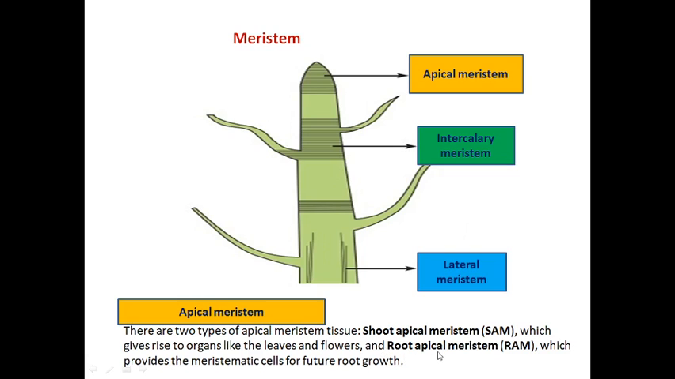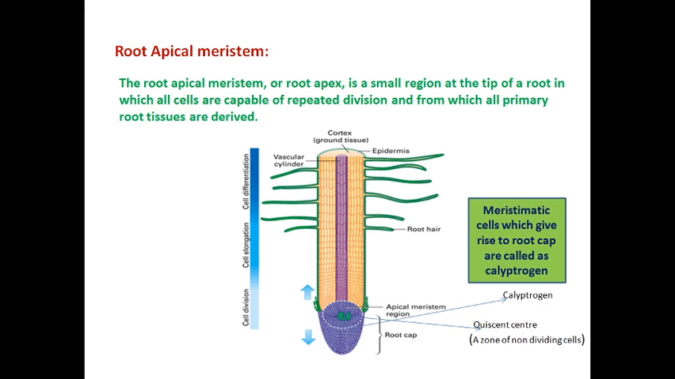And number two is the root apical meristem, which provides the meristematic cells for future root growth. Actually, from the root apical meristem arise the root hairs and the branches of the root. So roots come from the root apical meristem. Today we'll be studying this root apical meristem in detail. I hope it's clear to you now.